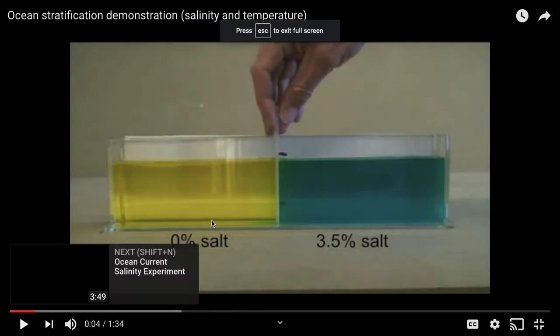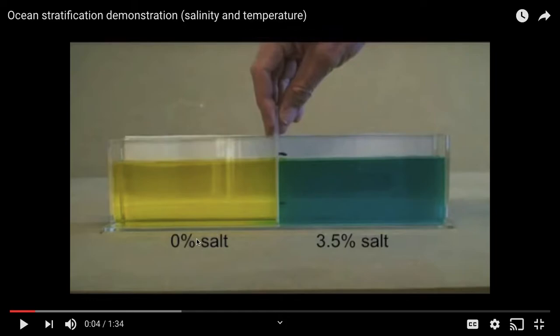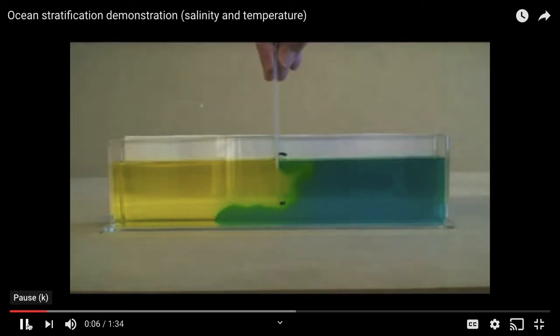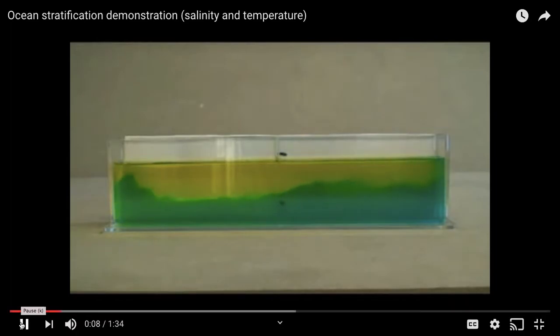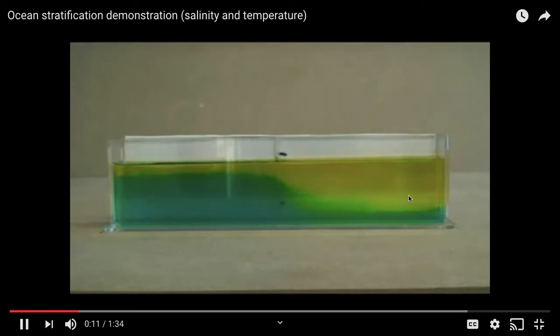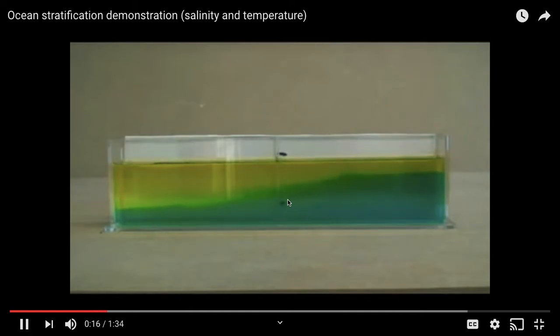So they have 0% salt here, that's low density. 3.5% salt over here, that's high density. This is about how salty the ocean is. All right, and you can see the very dense salty water wanted to stay down here at the bottom, while the less dense fresh water wanted to stay on top. All right, and it kind of sloshes back and forth, and you can see it's mixing a little at the boundary because you can see it's green.